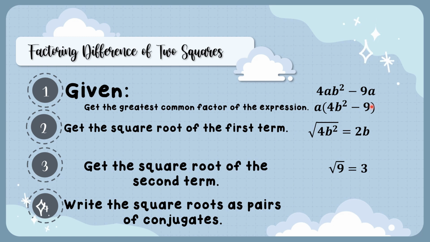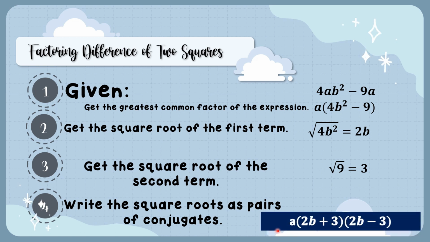Now let's proceed to the final step. Write the square roots as pairs of conjugates. We're going to write 2b and 3 as pairs of conjugates. But in this case, since we have the greatest common factor, we will include this in our factored form. The factored form of this expression is a times the quantity of 2b plus 3 times the quantity of 2b minus 3.